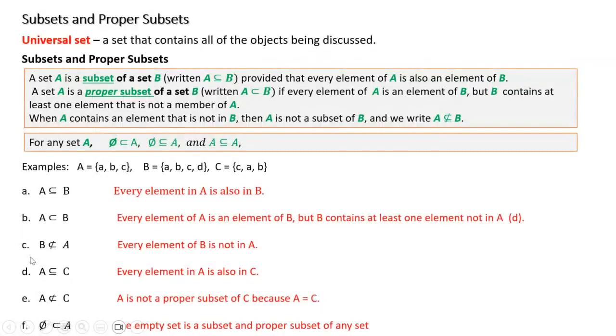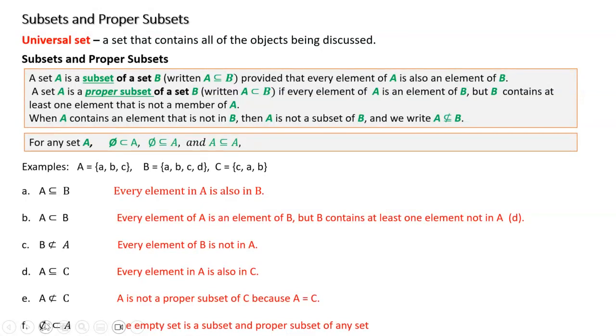Look at E. A is not a proper subset of C. Let's see. This is A, it has A, B, and C. And C has the same elements, C, A, B, right? But they're in different order. But for it to be a proper subset, set C has to have another element that's not in A, right? That's why this is correct, because A is not a proper subset of C.